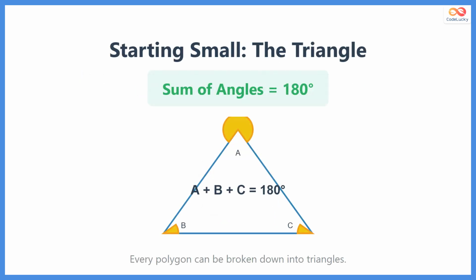To solve this for big shapes, we need to start with the simplest polygon, the triangle. There is a fundamental rule in geometry that you must remember. The sum of the angles in any triangle is always exactly 180 degrees. This is the building block for everything else.